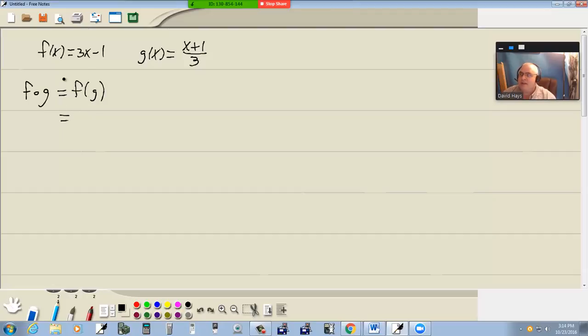And we're going to take our f of x, which is 3x minus 1, and we'll replace the x with parentheses. So we've got 3 times parentheses minus 1. Now remember, whatever's inside of parentheses here is automatically what we're going to put in here. So put g in there. But g is equal to x plus 1 over 3.